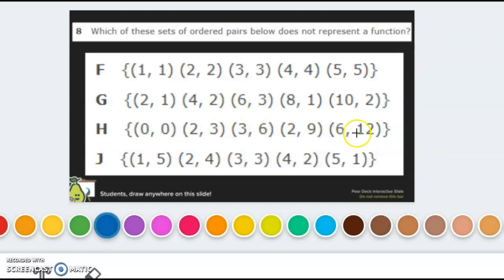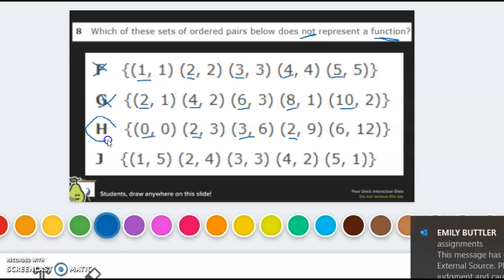Okay, so if we look at the next question, remember function x cannot repeat, right? So we want something that is not a function. So that means we want the x to be repeating, right? 1, 2, 3, 4, 5, those are all different. F is a function. 2, 4, 6, 8, 10, those are all different. That is a function. 0, 2, 3, 2, there's already a repeat, 2 and 2. H is not a function.